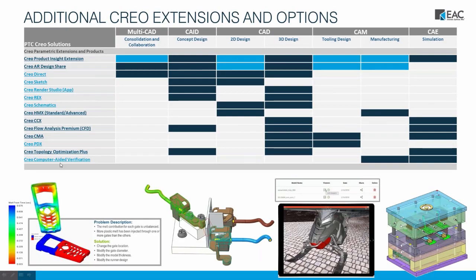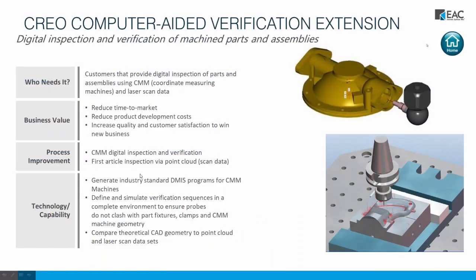And then finally, we have the computer-aided verification, which is CMM, right? So that's been around since, I think, Rev 17, but allows you to do coordinate measuring, output DMIS, and create coordinate measuring capabilities so that you can compare the theoretical Creo part to the real world manufactured part.